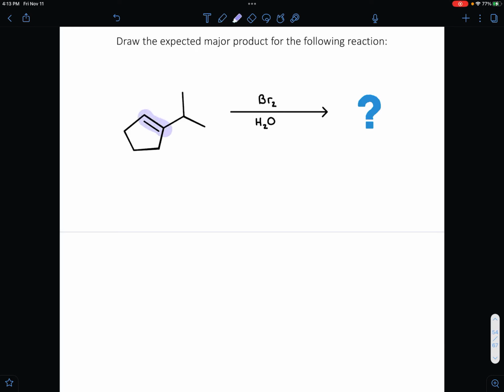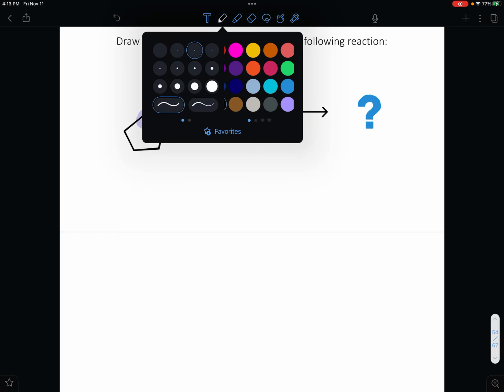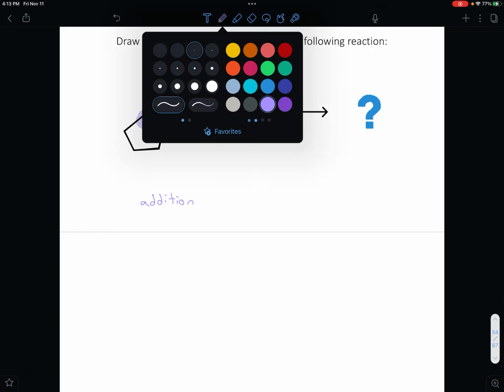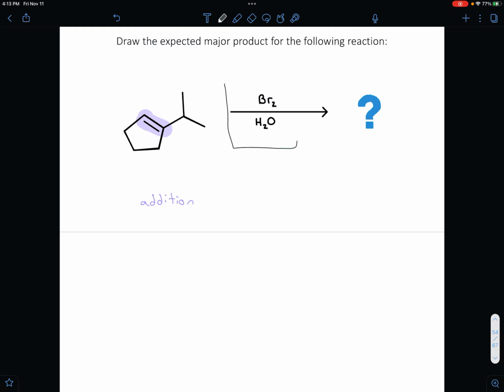So in this reaction, we are given a double bond, and that's a sure sign that we're going to be doing an addition reaction. The extra electrons in that pi bond are like extramolecular glue that we can use to add things onto this carbon chain. What we're going to add depends on what we're mixing with that double bond.